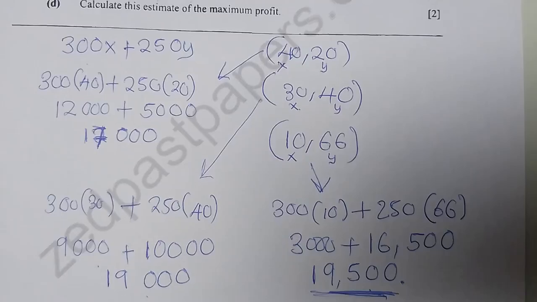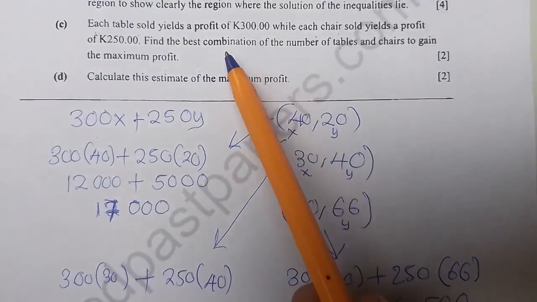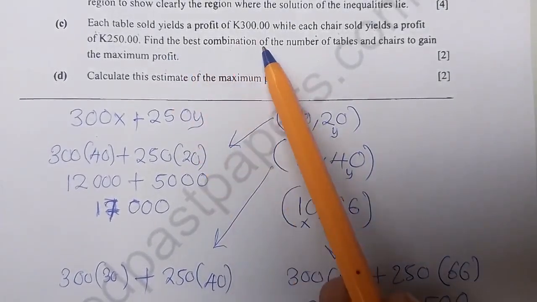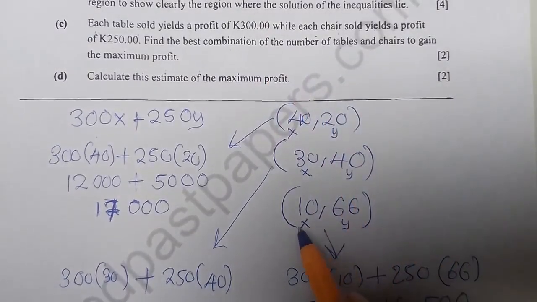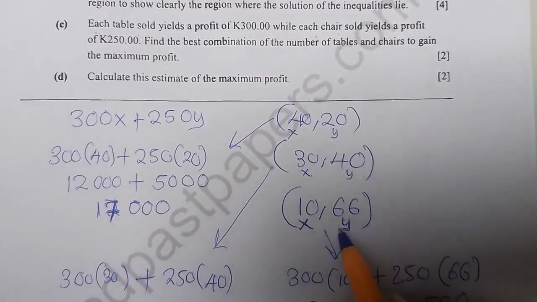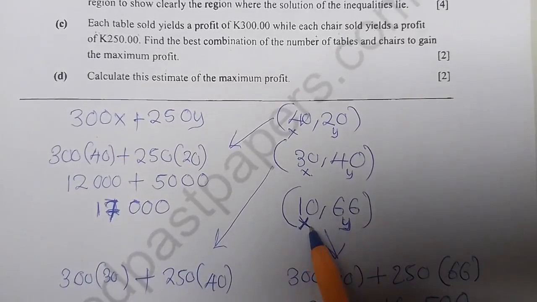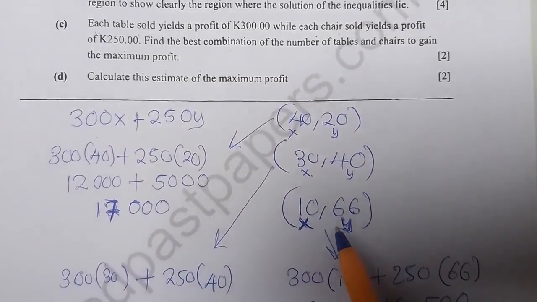So you go back to the question. What are they telling you? Find the best combination of the number of tables and chairs. So you know that X is table. Y is chairs. So all the answers will come from me. So how many chairs? Chairs Y, 66 chairs and 10 tables.